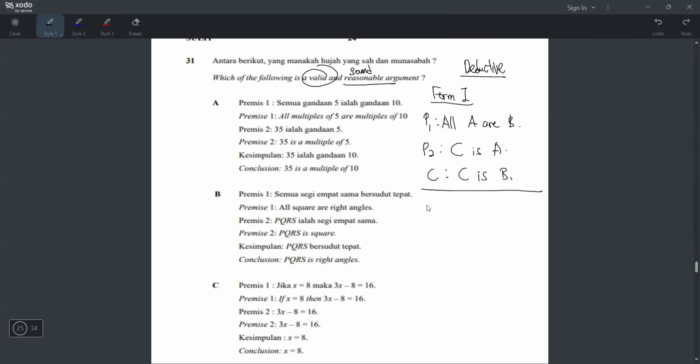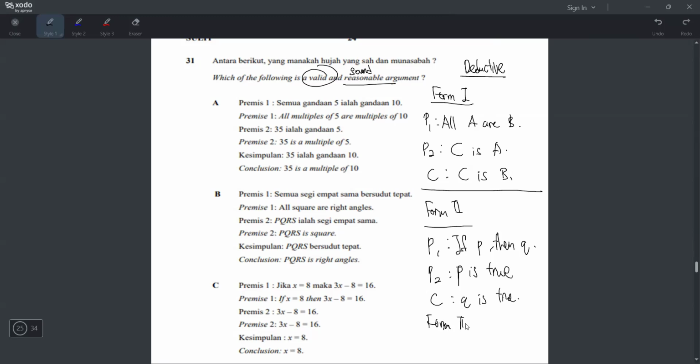Okay, next one is form number 2. Premise 1 is if P then Q. Premise 2, P is true. And then the conclusion, Q is also true. Okay, last one is form number 3.